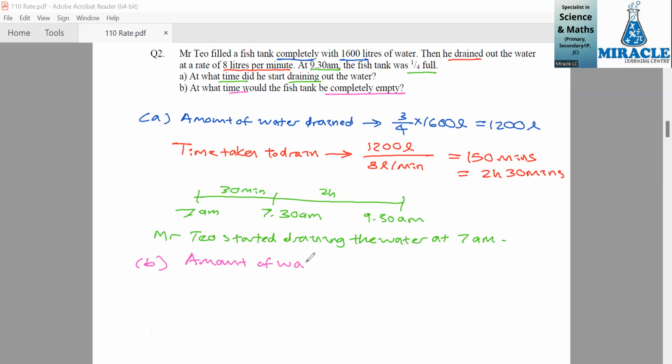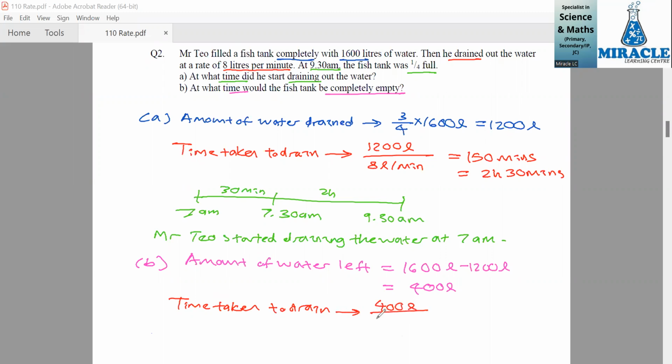Amount of water left would be, we know that the amount of water drained is 1,200 liters. So 1,600 liters minus 1,200 liters gives us 400 liters. So there is 400 liters left to drain. So the time taken to drain the remaining amount would be 400 liters divided by the rate, which is 8 liters per minute. And this gives us 50 minutes.